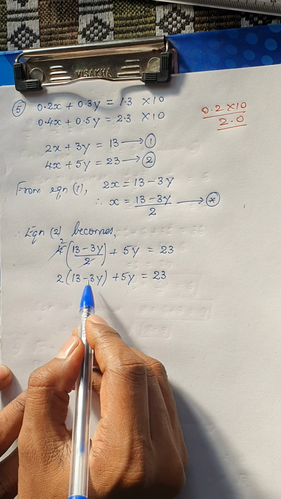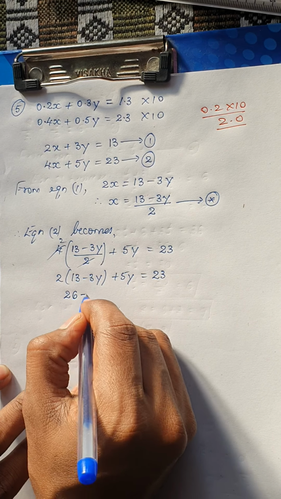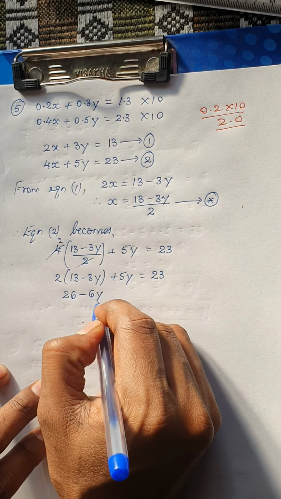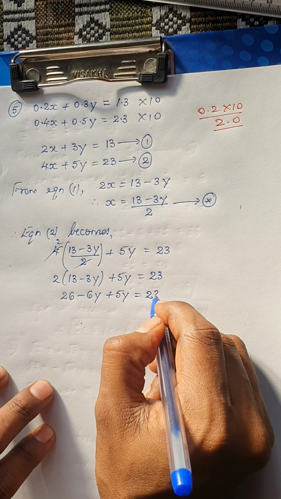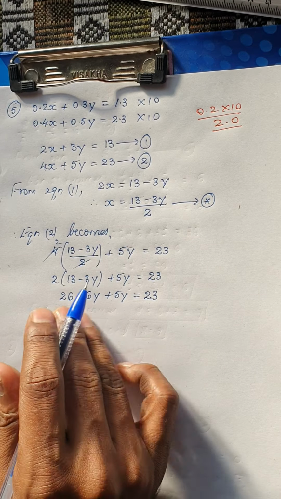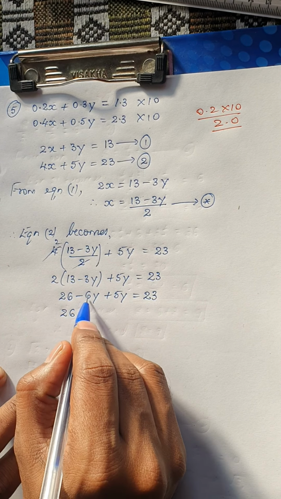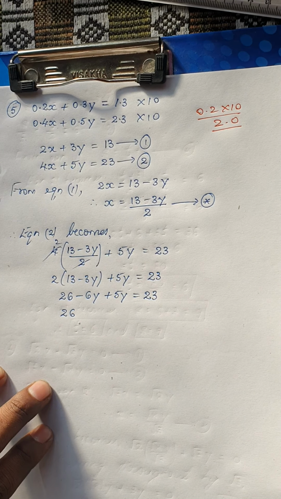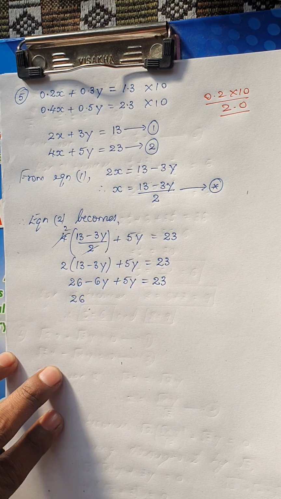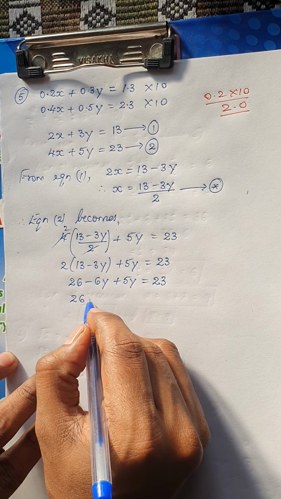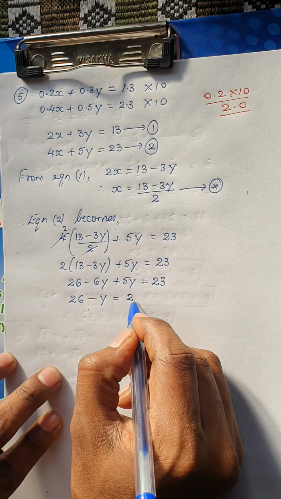Now let me multiply 2 to both the terms. 2 13s are 26, minus 2 3s are 6y plus 5y is equal to 23. Is it clear? Now let me keep this aside: what is minus 6y plus 5y? Remember, one sign is plus, the other one is minus. You subtract it and keep the bigger value sign. So minus 6 plus 5 will become minus y. So 26 minus y will be 23.